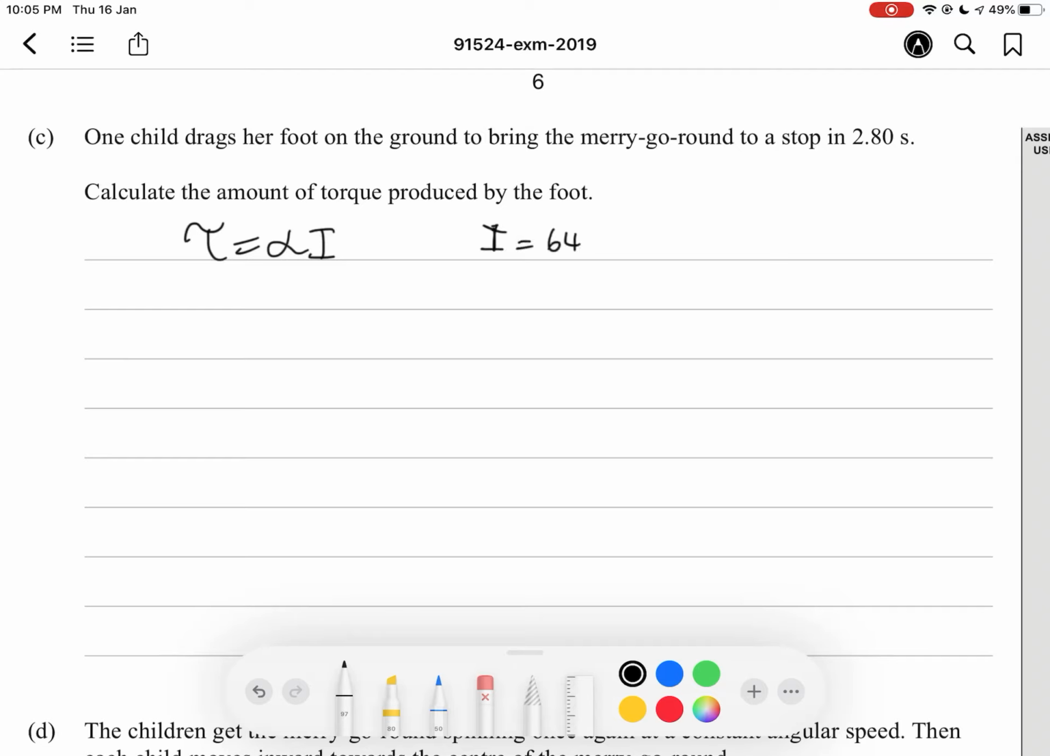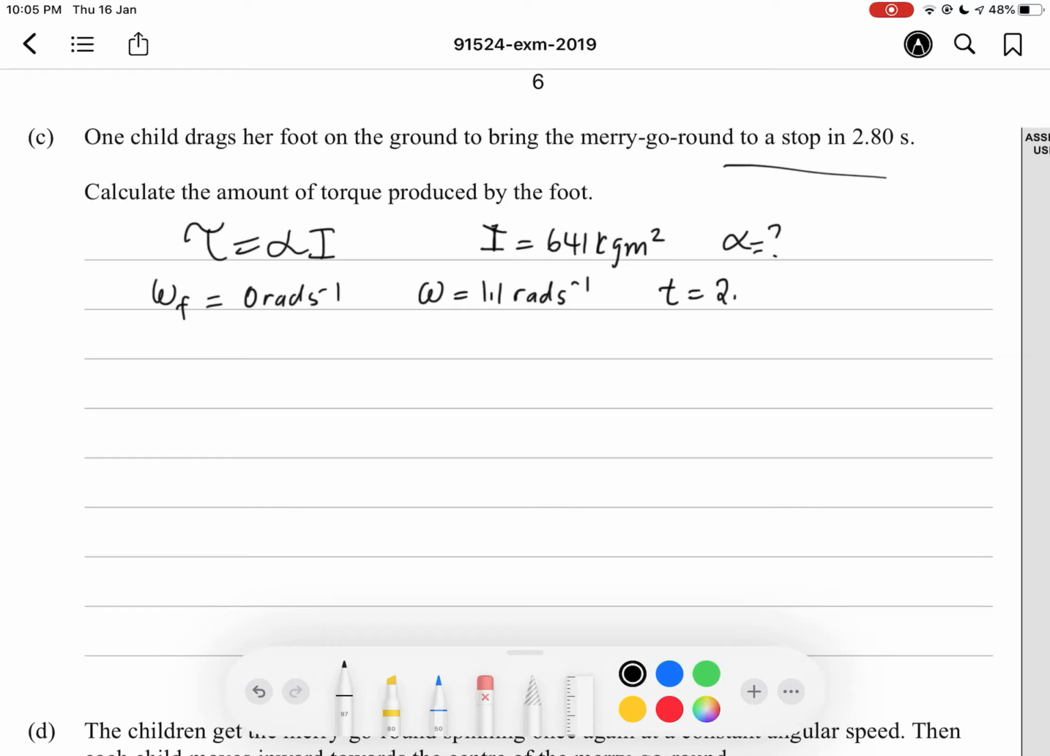So right now we have the rotational inertia as 641 kg meters squared, but we do not know the angular acceleration, which we're going to try to find with the information. When it says brings it to a stop, that means once it stops, it has an angular velocity of 0 radians per second. So our final angular velocity is 0 radians per second. Our initial angular velocity was 1.1 radians per second, from the previous question, and it comes to a stop in 2.8 seconds.